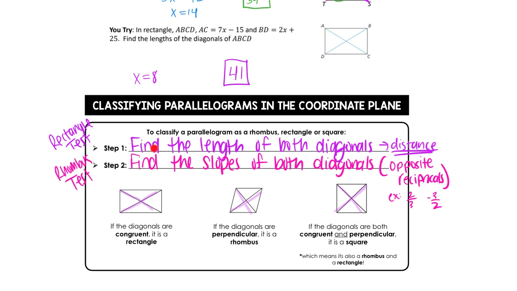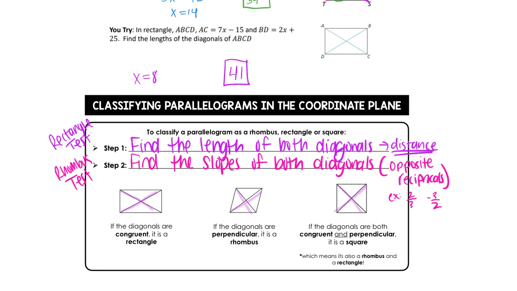So once you do these things, let's say it passes the rectangle test, but it fails the rhombus test. That means it's just a rectangle. Let's say it fails the rectangle test, but it passes the rhombus test. That means it's a rhombus. But if it satisfies both of these, that means it has to be a square, because that's what a square is. A square is technically just both of these things combined, okay?